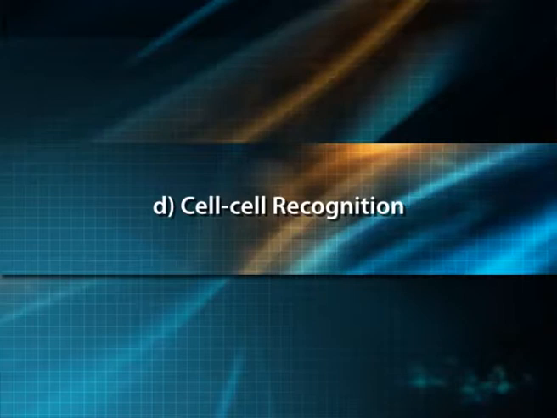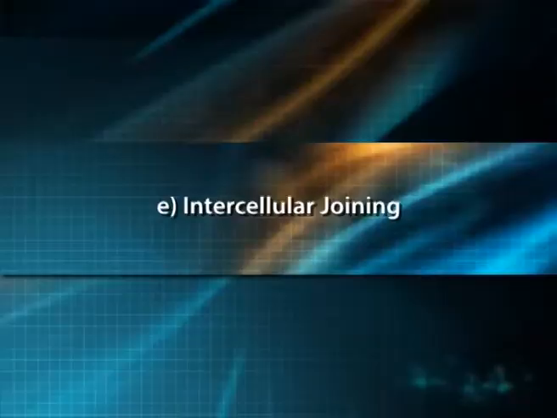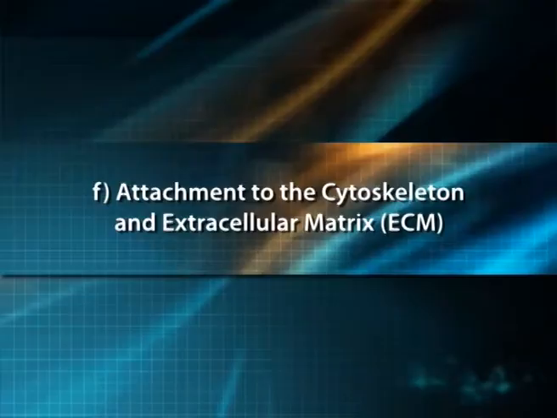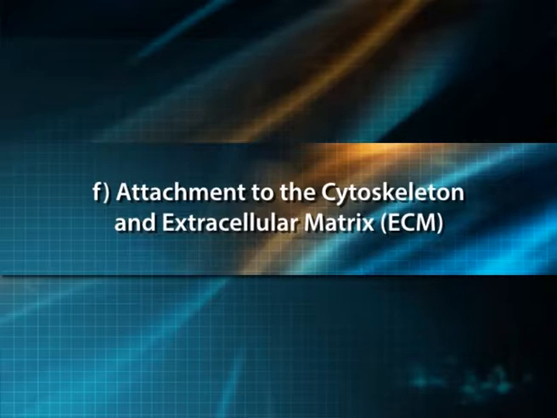Cell-cell recognition. Some glycoproteins serve as identification tags that are specifically recognized by membrane proteins of other cells. Intercellular joining. Membrane proteins of adjacent cells may hook together in various kinds of junctions, such as gap junctions or tight junctions.